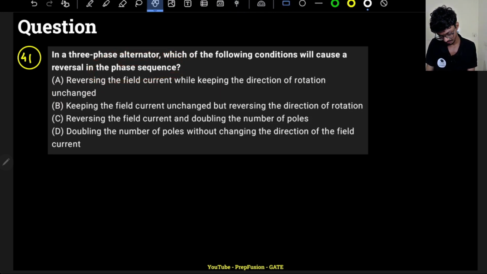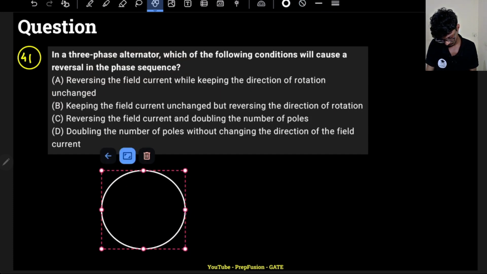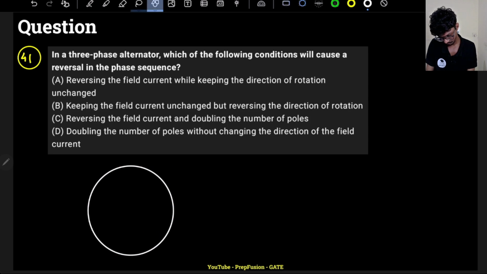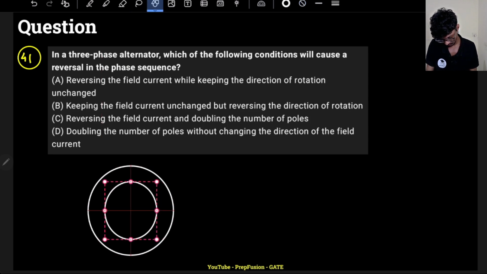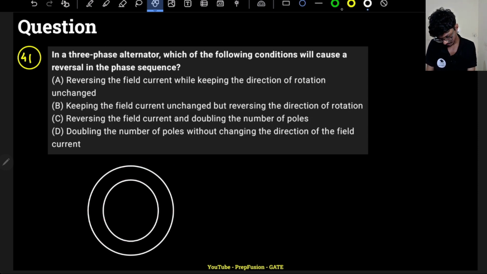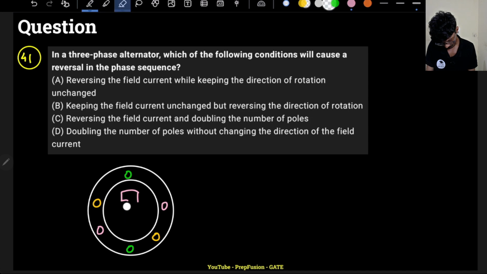So if I have an alternator over here, then this will be A, this will be B phase, then C phase will be somewhere here, then A dash will be somewhere here, B dash will be somewhere here, C dash will be somewhere here, right? And this will be your north and south pole.